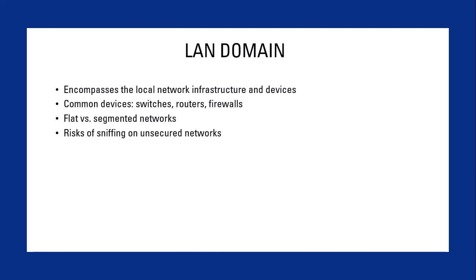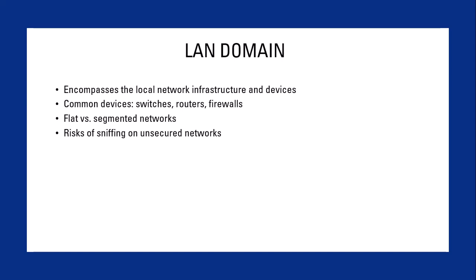The LAN domain includes all the equipment and infrastructure that makes up an organization's local area network, usually within a single office or building. This includes devices like switches, routers, and firewalls that control the flow of the network traffic. Switches are used to connect devices within the LAN and route traffic efficiently. Routers are used to connect different LANs together or to connect a LAN to a WAN. Firewalls, which can be hardware or software based, are used to filter traffic and enforce security policies at the network perimeter.